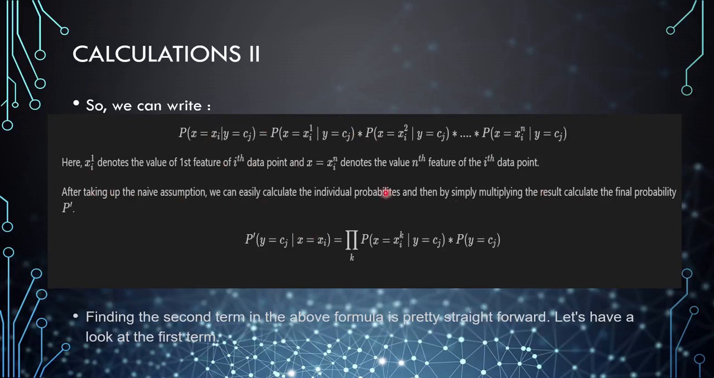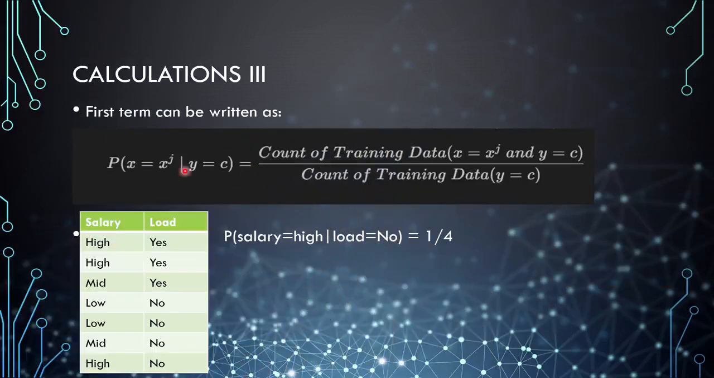So we aren't bothered about that denominator I told you. So this p dash can be calculated by simply multiplying the probability of y of cj. So finding the second term in the above formula is pretty straightforward. Suppose you are given to find the probability of a particular class. What you will do, you will simply divide the number of observations of that class by the total number of observations. So that's really easy, right? So let us see the first term. Okay, so let's just have a look. That's also quite simple. So the first term was this.